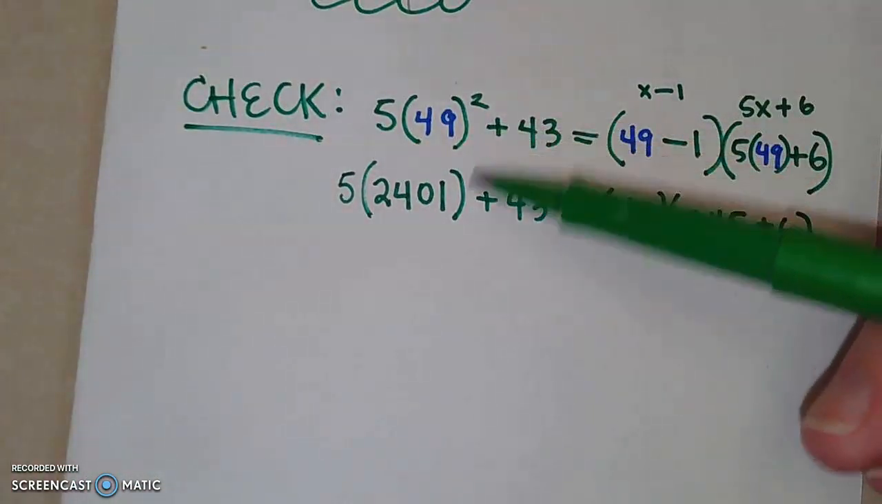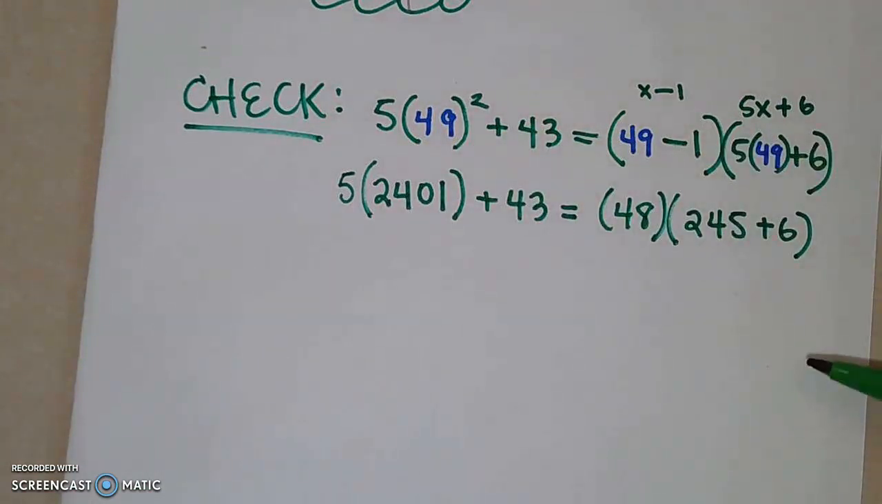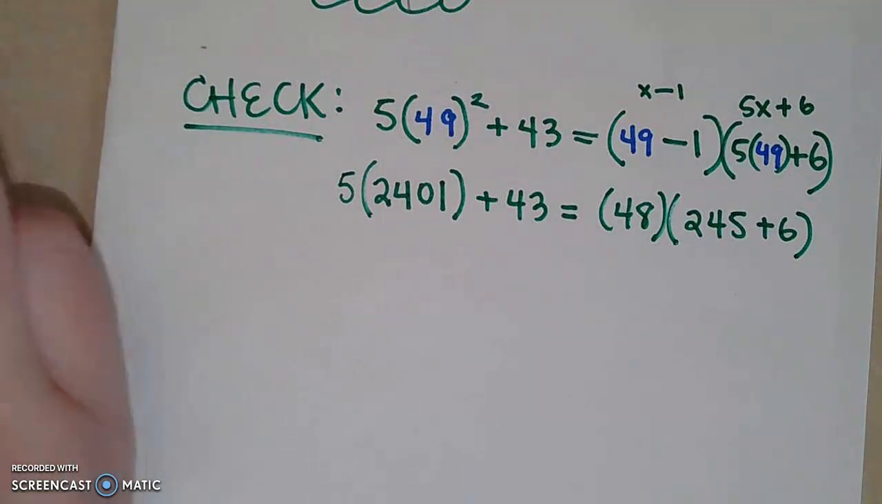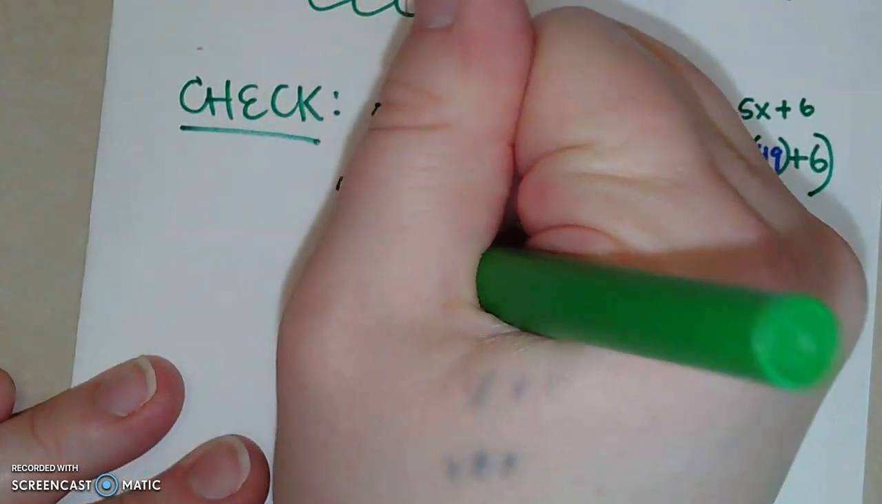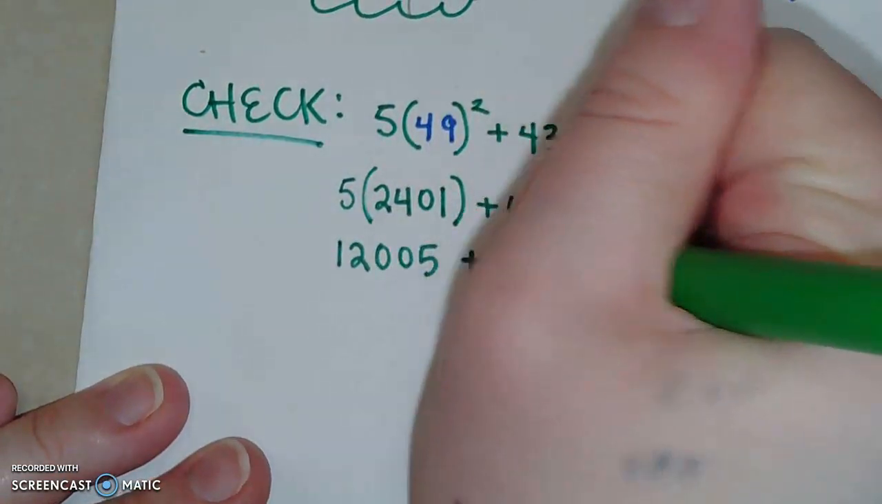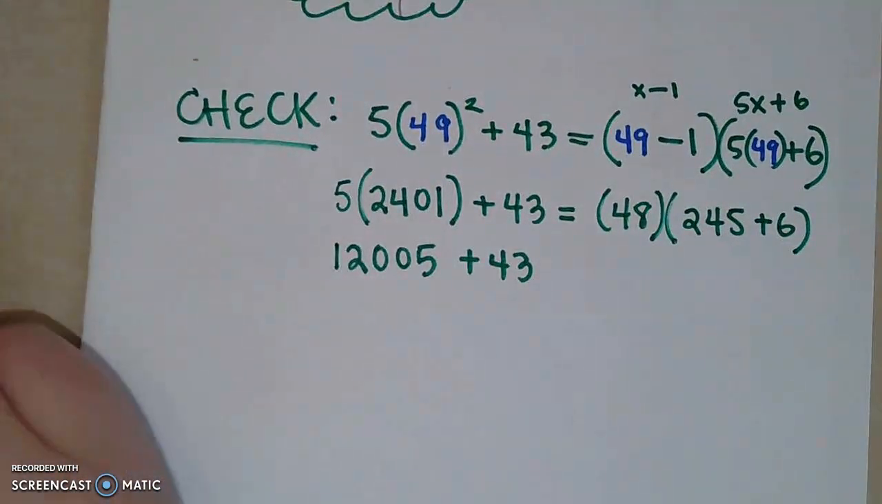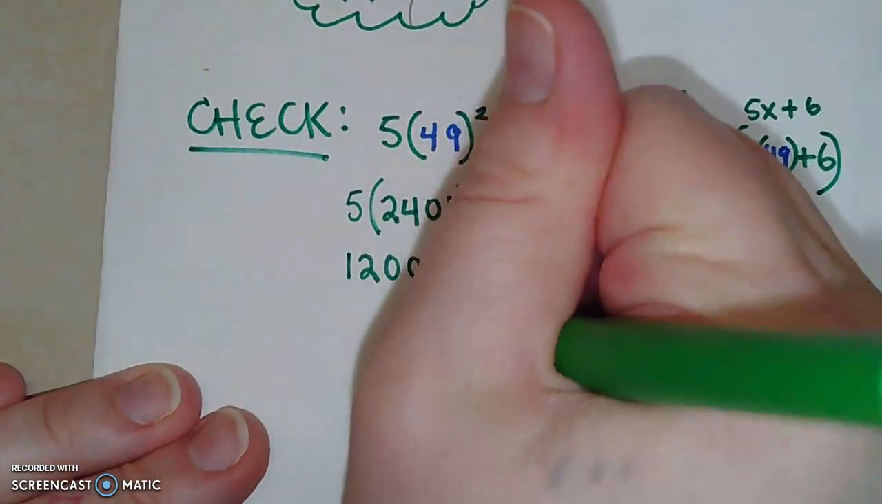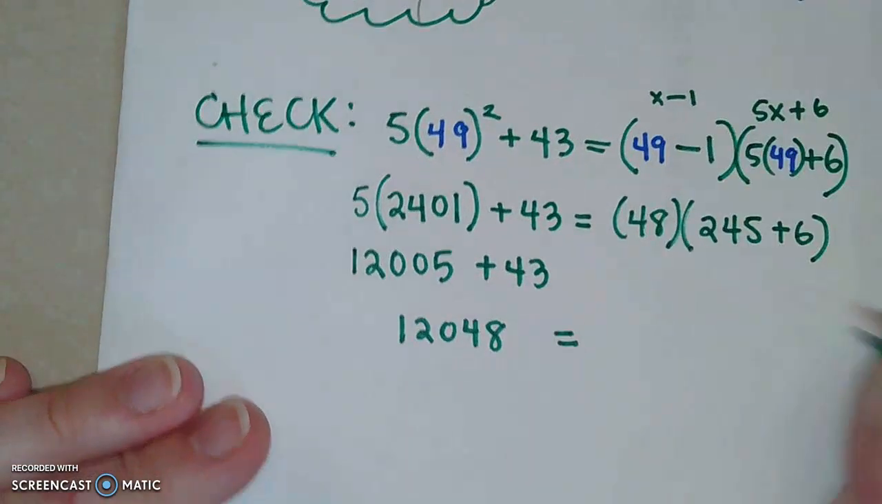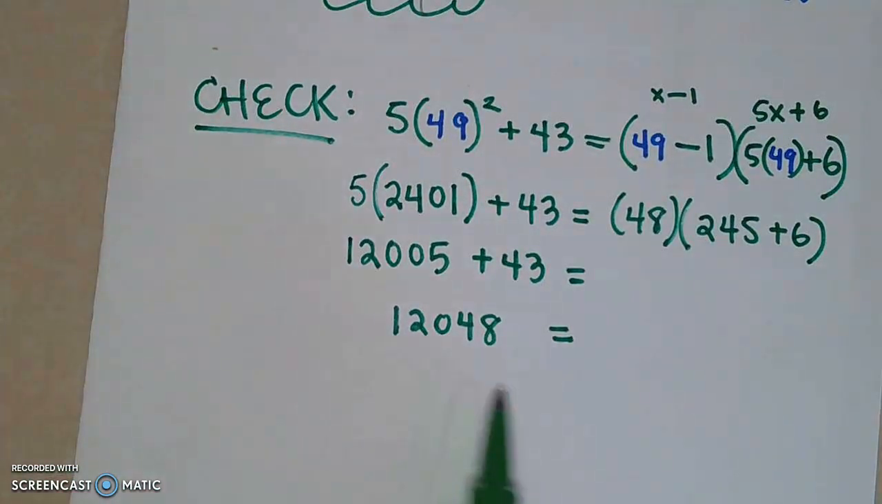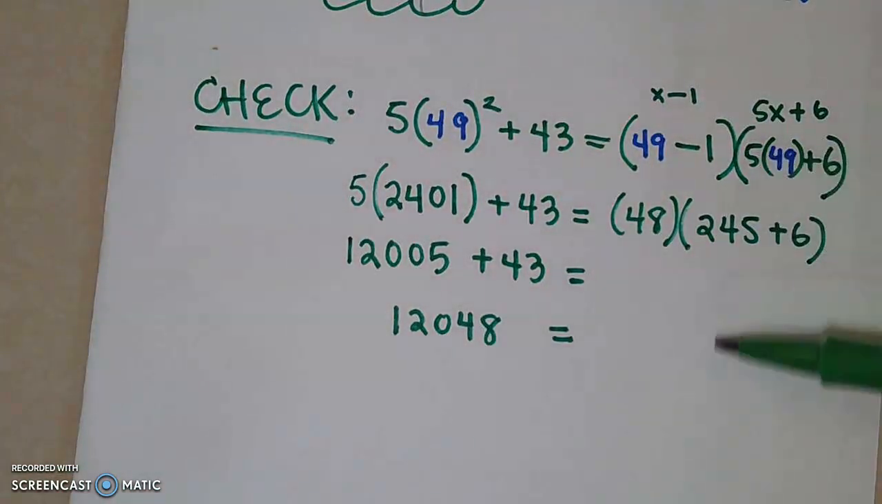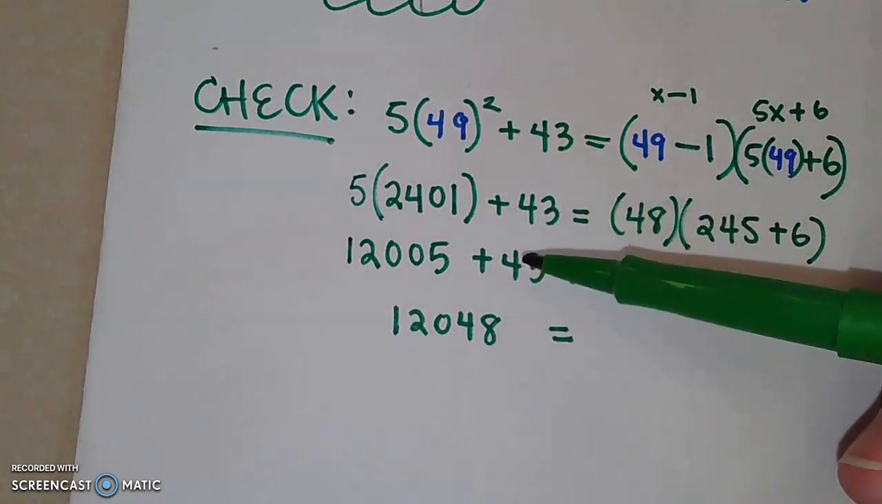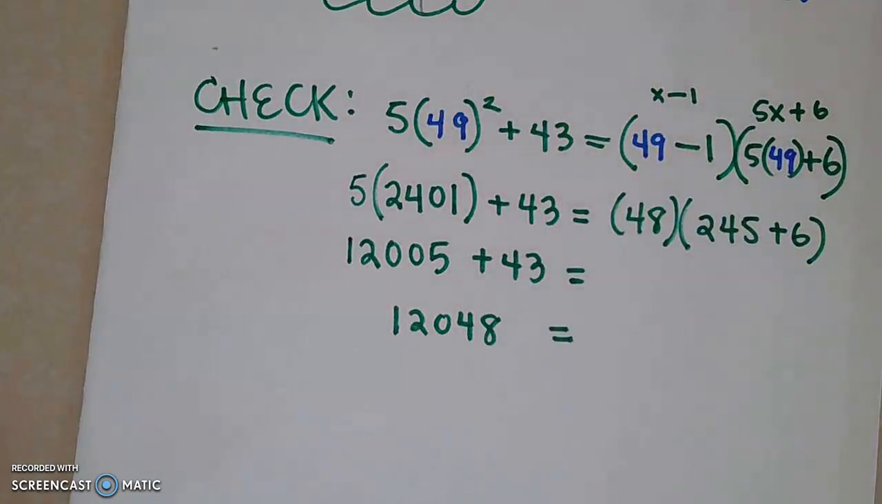How about we solve the left side, because we got some stuff simplified. Let's solve the left side, and then we can solve the right. So first things first, we got to multiply 5 times 2,401, which is 12,005. And then we just add 43 to it. Okay, so I have 12,048. Hopefully we see that the right side gets us the same answer, this 12,048.